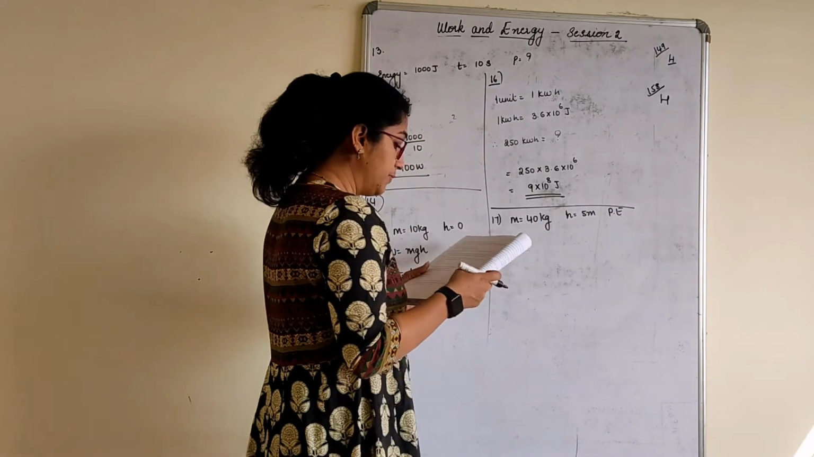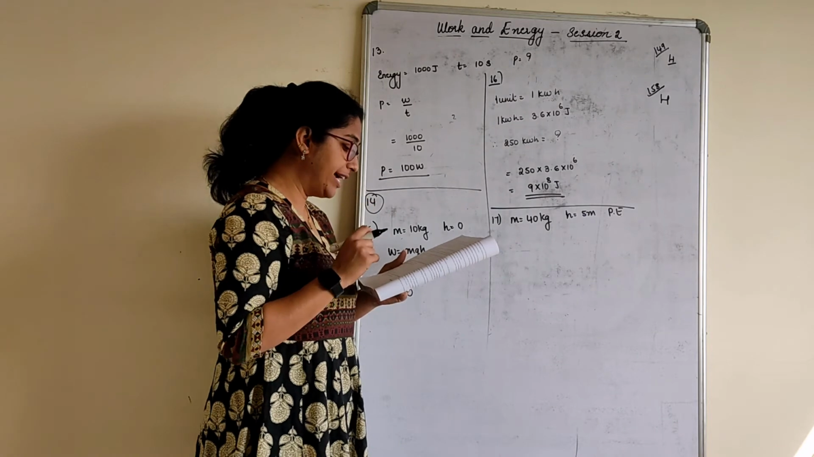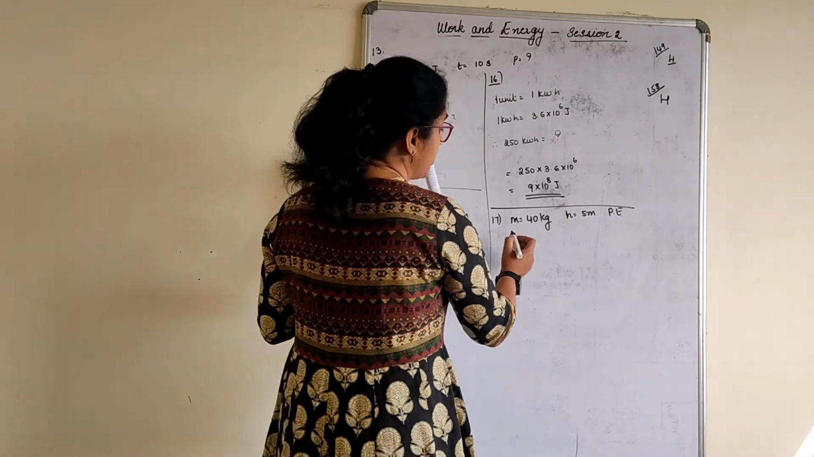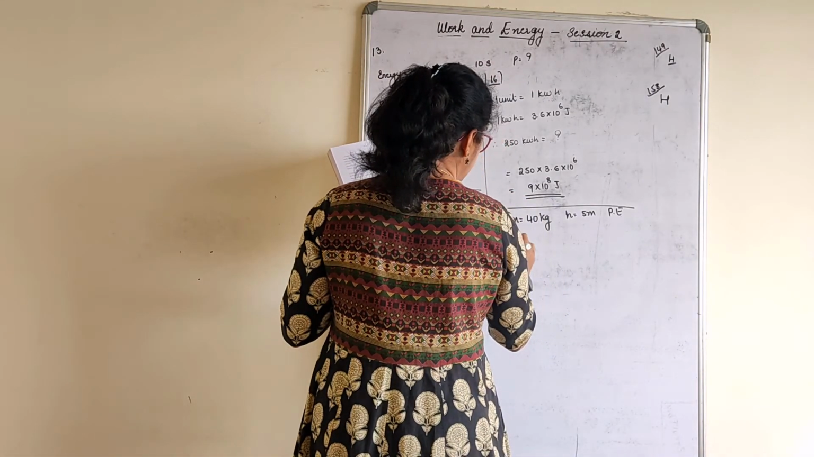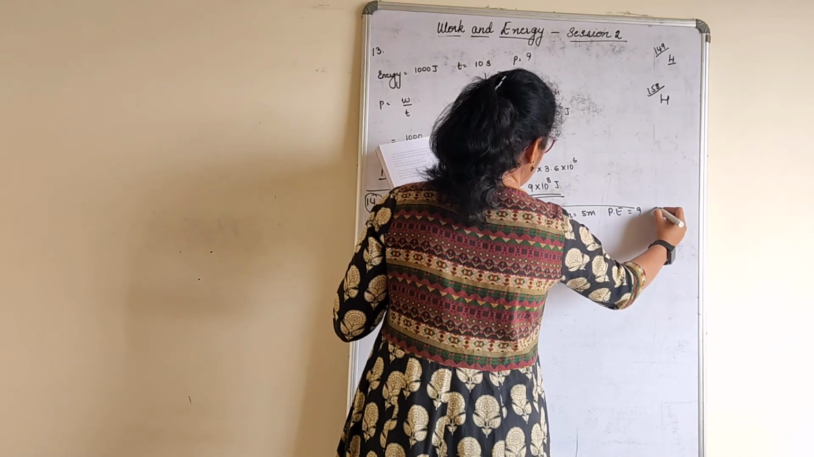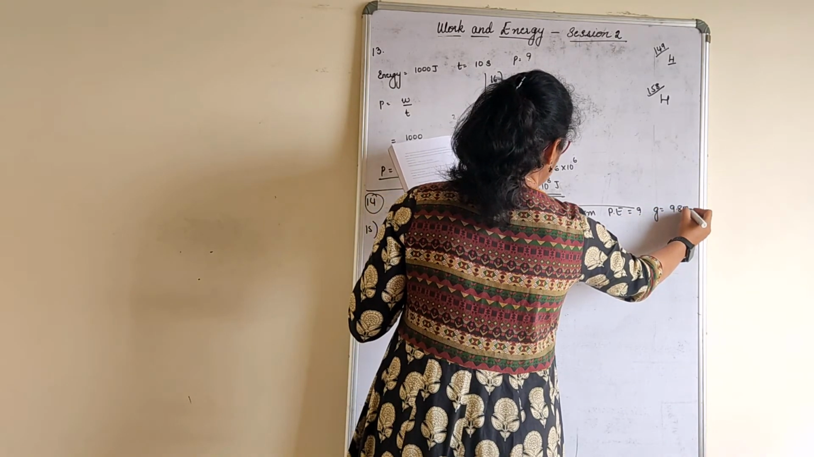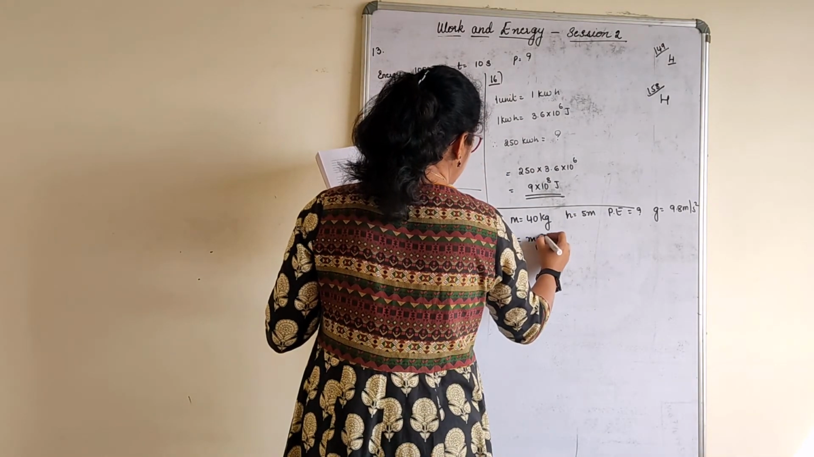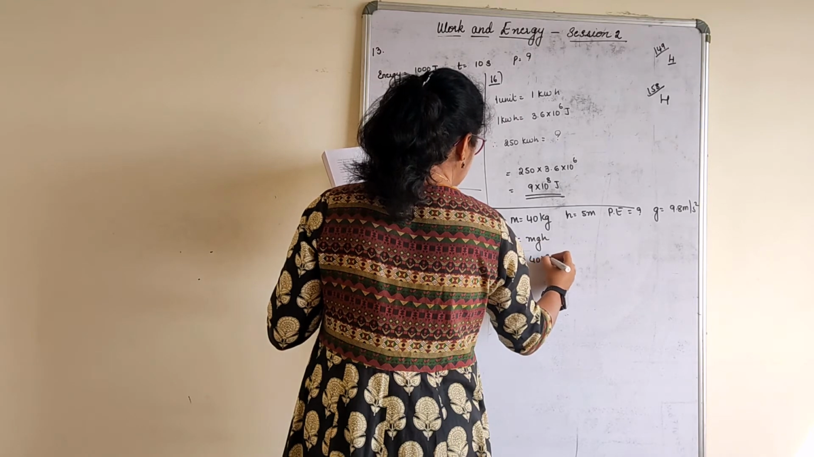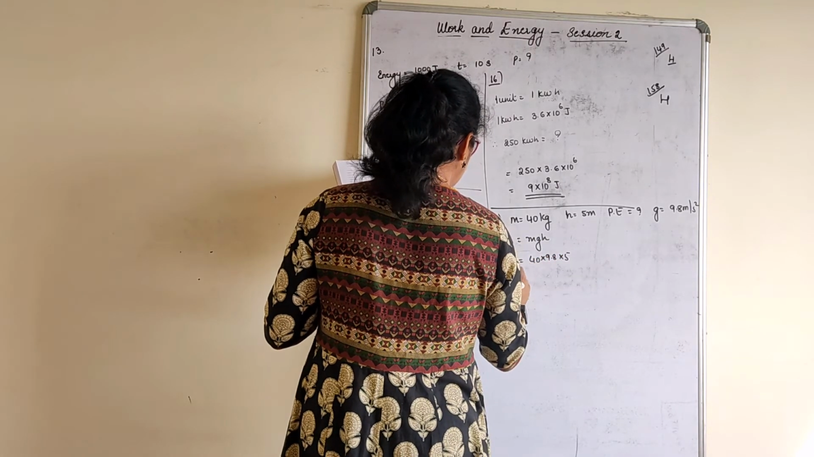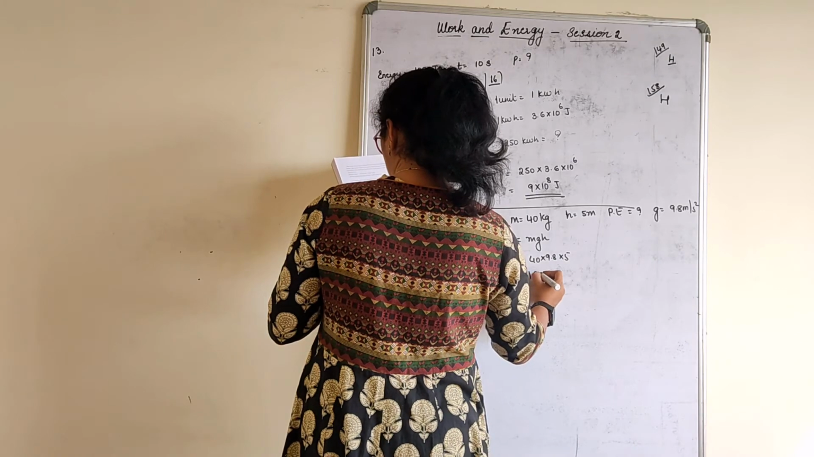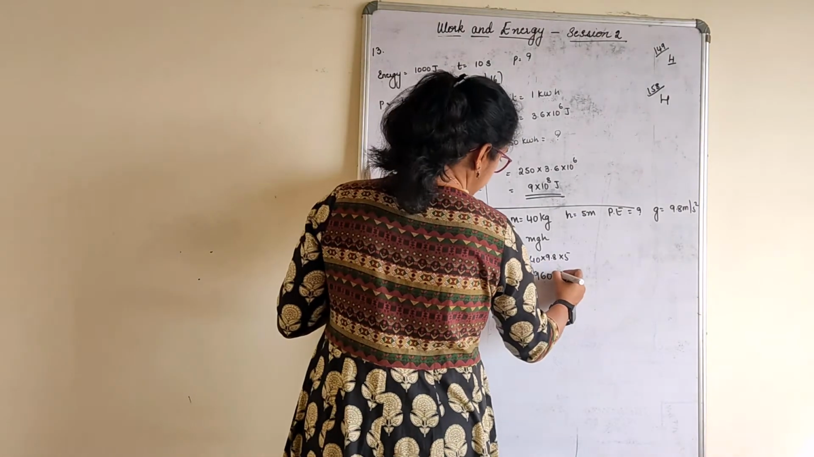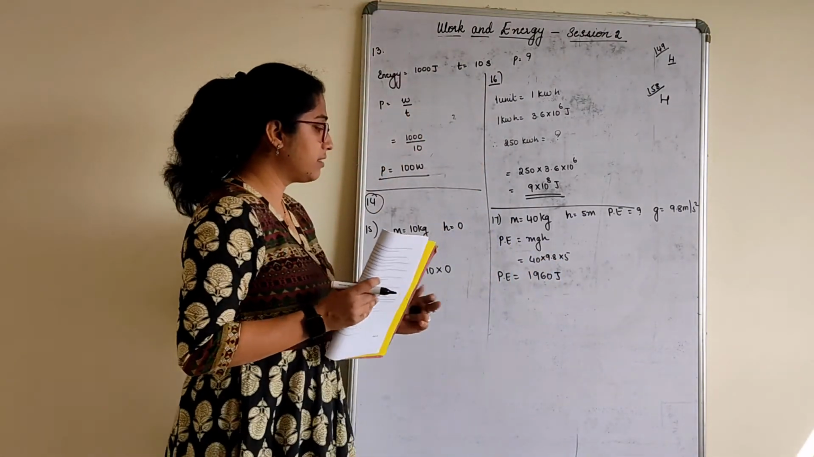Okay, we have to calculate. If the object is allowed to fall, find its kinetic energy when it is halfway down. So it is made to fall. Now let us find potential energy here. We'll consider g equal to 9.8 meters per second square. So potential energy is equal to mgh, 40 into 9.8 into 5. Potential energy is equal to 1960. So this is nothing but work done.